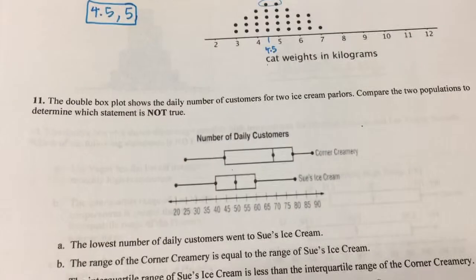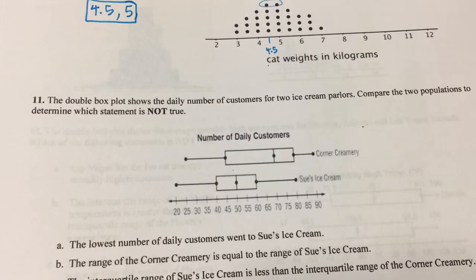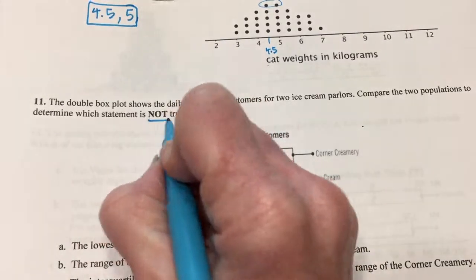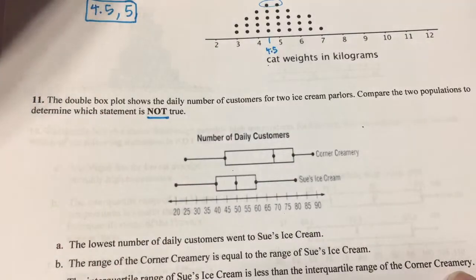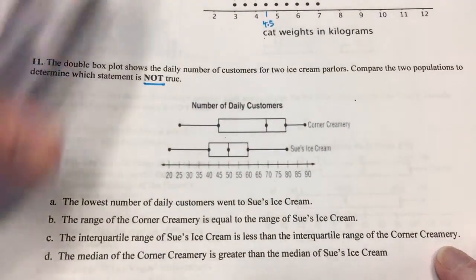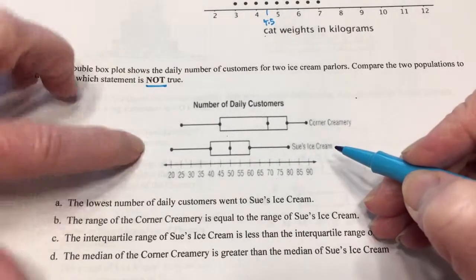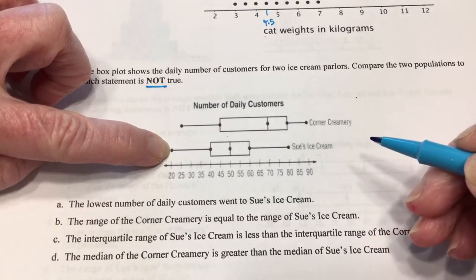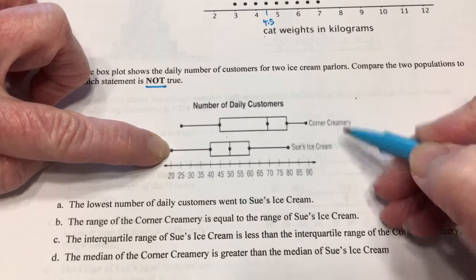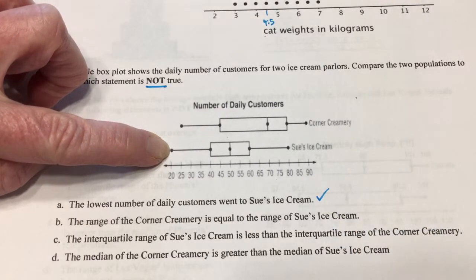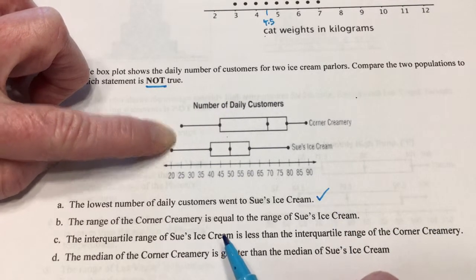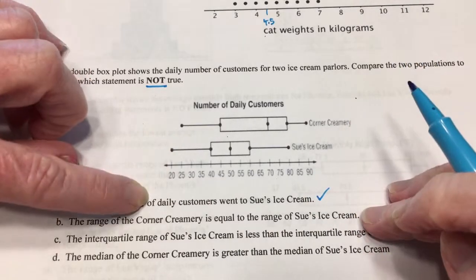All right, number 11, the double box plot shows the daily number of customers for 2 ice cream parlors. Compare the 2 populations to determine which statement is not true. So again, we're looking for not. A says the lowest number of daily customers went to Sue's Ice Cream. So Sue's Ice Cream, the lowest value is at 20. So that's lower than Corner Creamery. That's true.